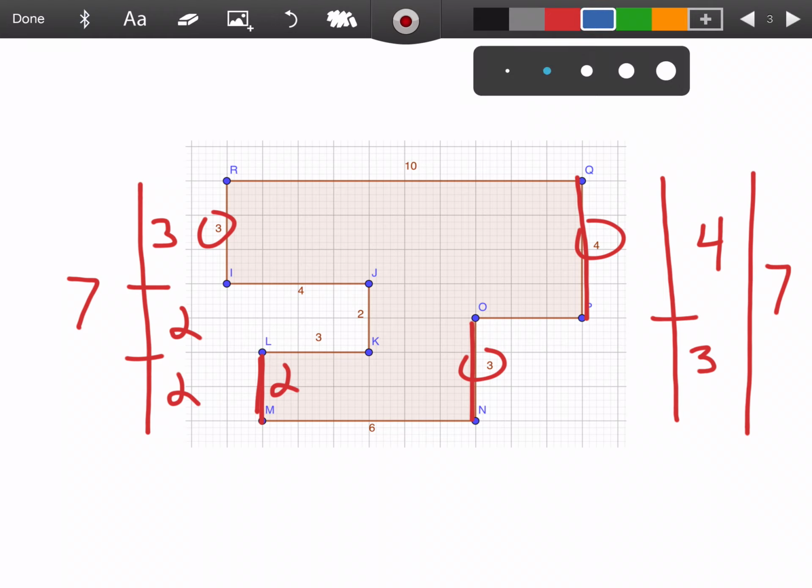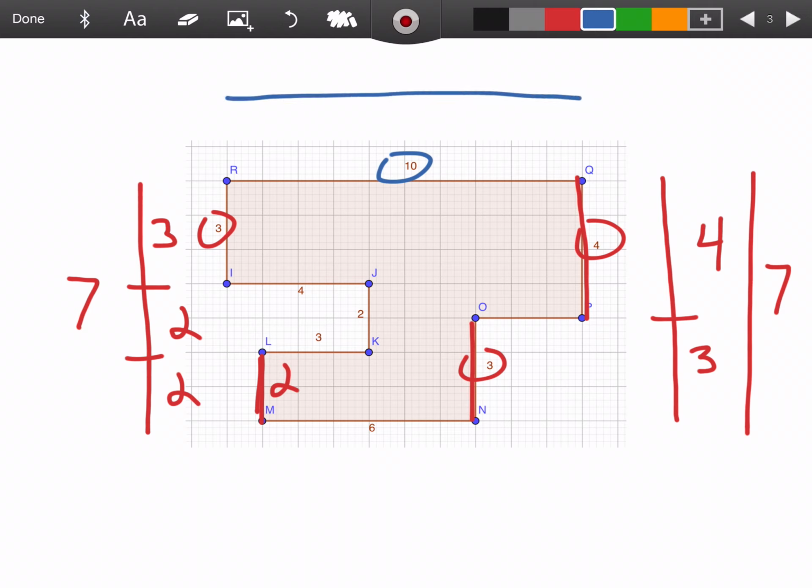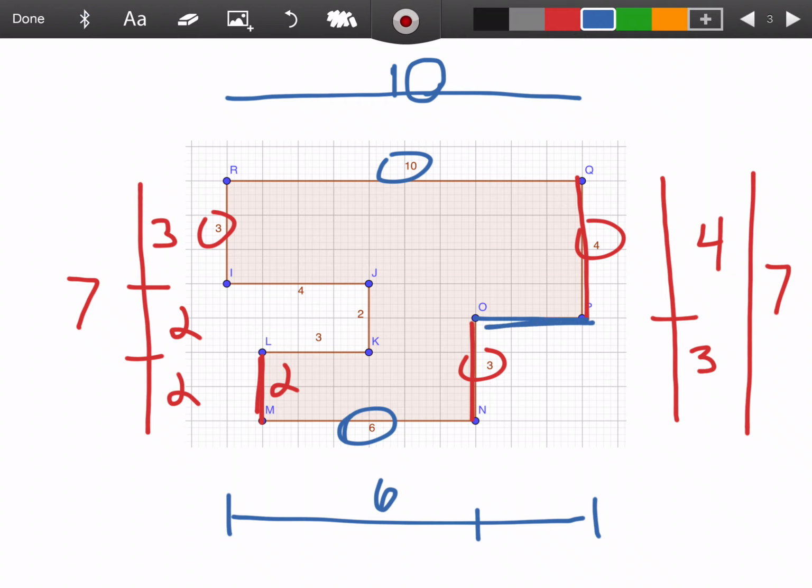If we look at our horizontal distances, we can see the 10 right here, which is going to be important for us. So the entire piece is 10. Let's come down here and list our 10 units across. We can see that from M to N, we are looking at 6 units. And from O to P, we have some unknown value. Since the entire thing was 10, 10 minus the 6 is going to leave us with 4 units. So we can see that that would also be 4 units long.